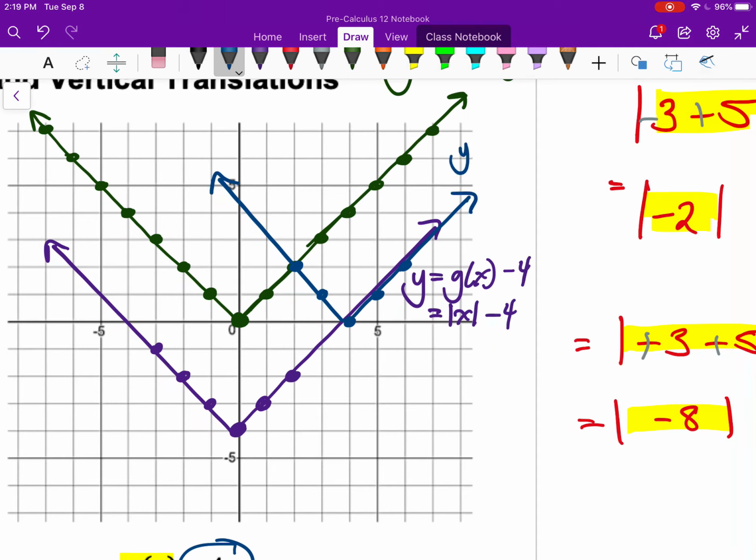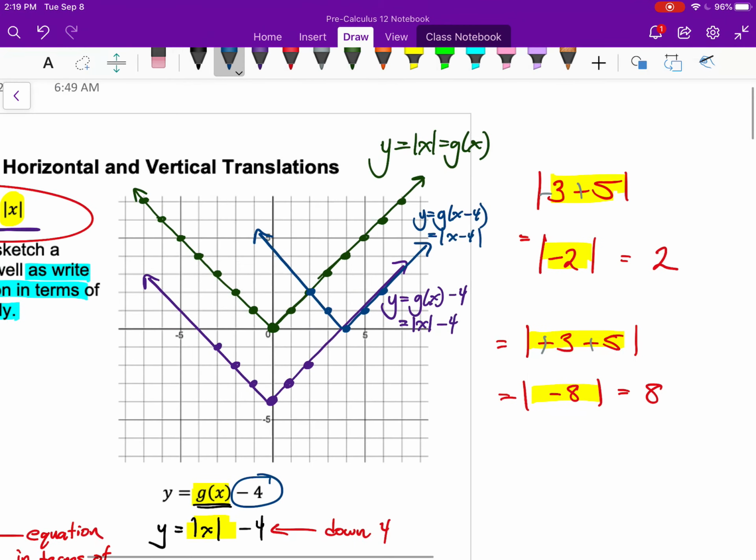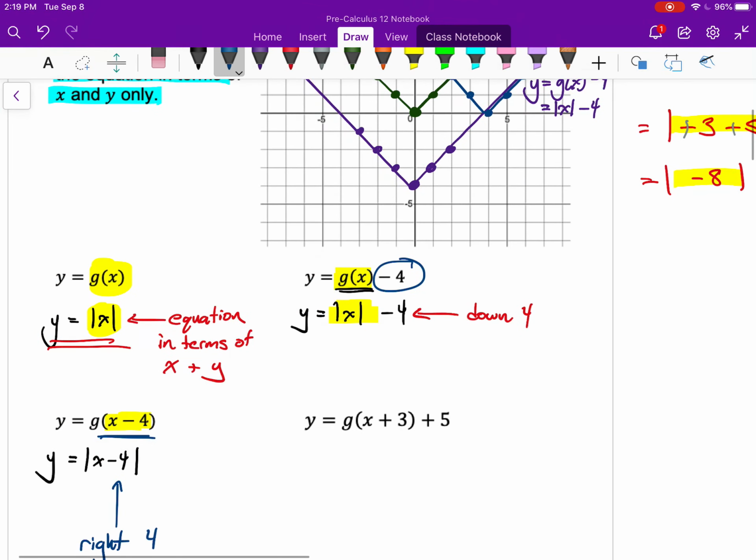And so this is the equation for g of x minus 4, or the absolute value of x minus 4. The main thing is to realize the difference between these last two examples, where I'm subtracting 4 from inside the function or subtracting 4 from outside the function. And hopefully that sounds kind of familiar because it's the exact same thing we saw with quadratics.